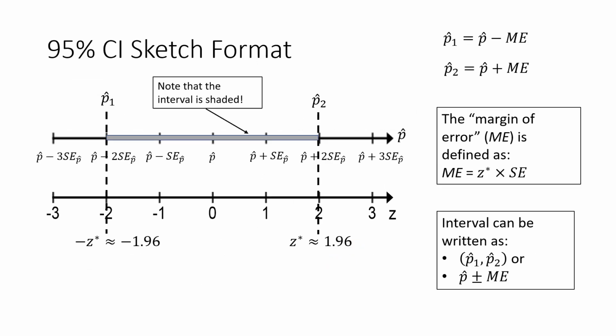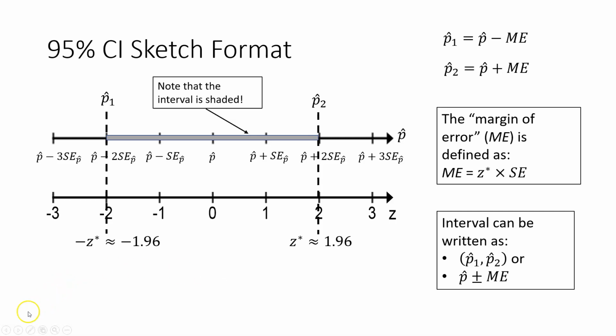So here's the slide showing what a confidence interval would look like. Notice the middle portion between p1 hat and p2 hat, which are the endpoints of the interval, is shaded. And then notice I've scaled the p hat axis in units of standard error. And then down below we have a z-axis, and I have the negative z asterisk and positive z asterisk values corresponding to a 95% confidence interval in this case. On the right-hand side, we have the formulas for calculating the endpoints of the interval, including the margin of error formula. And then down below, the bottom box shows the 2 different ways that we can write a confidence interval for this course.